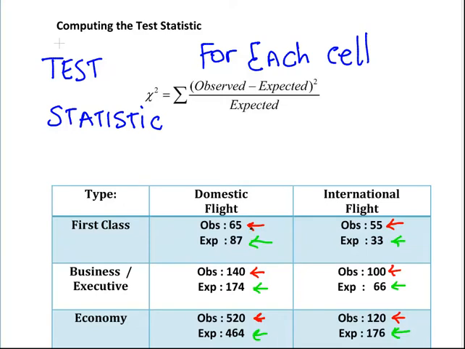In the first instance, the observed value would be 65. So 65 minus 87, square that and then divide that by 87. So we're going to do it for each cell.